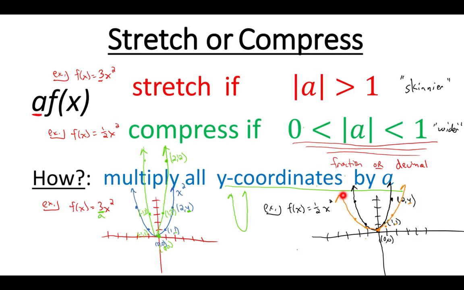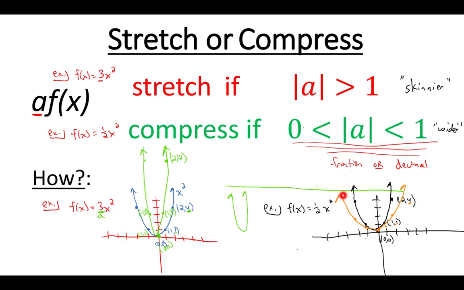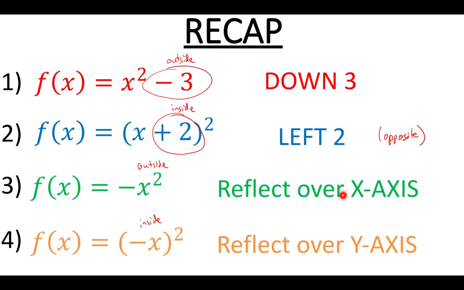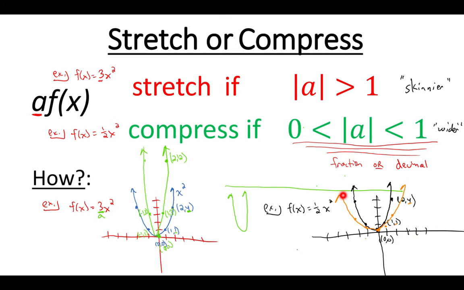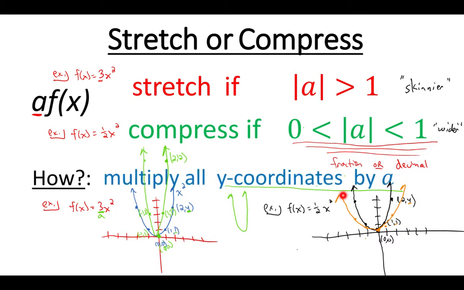All right, now putting this all together, we had these other transformations that we talked about on the previous one, right? Shifting it up, down, left, right, reflecting over these axes. So the question is, what if I have a function that has all of these in one function? How do I know what order to apply these transformations? And that's what we're going to talk about on our last slide here.